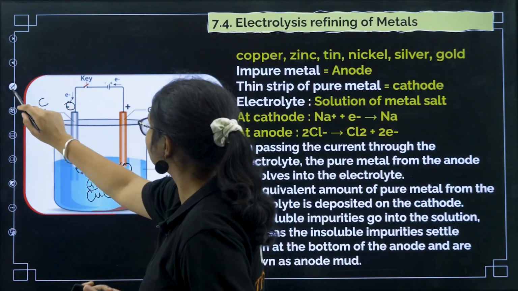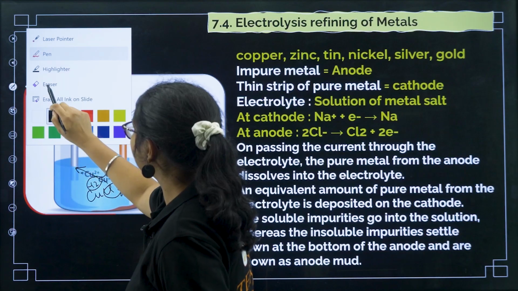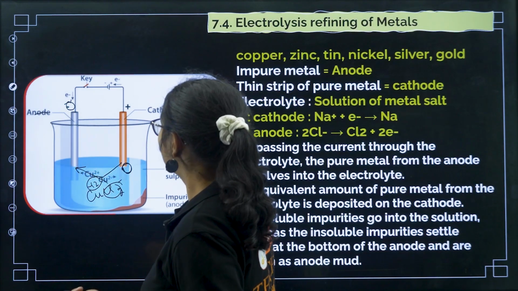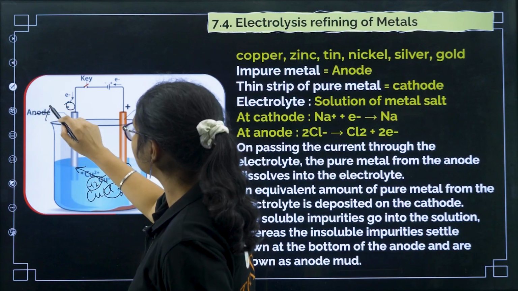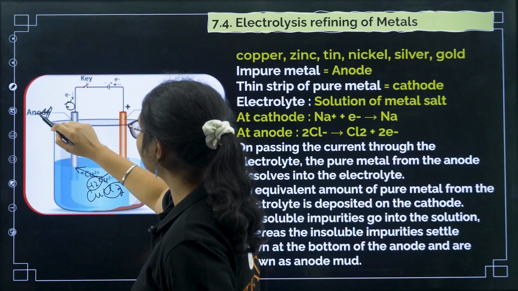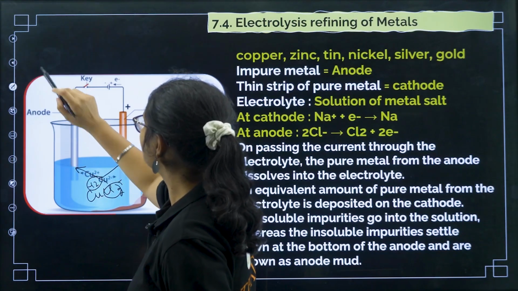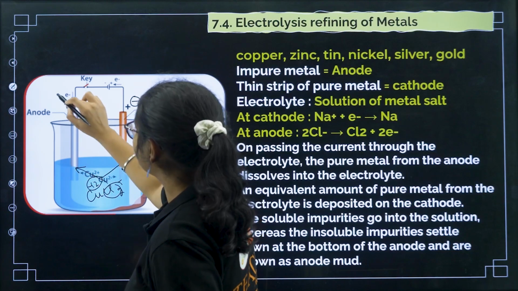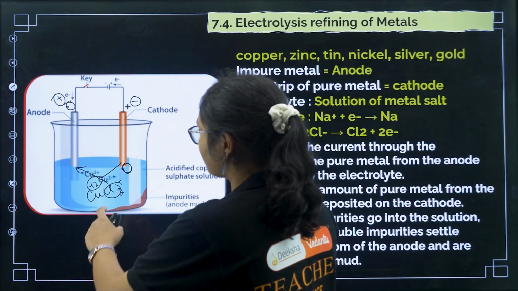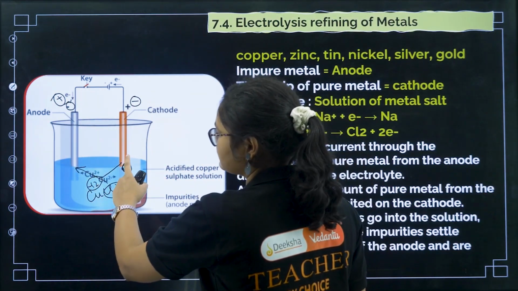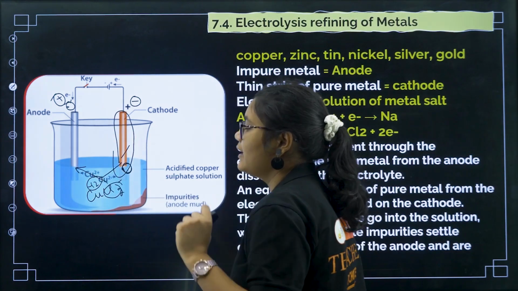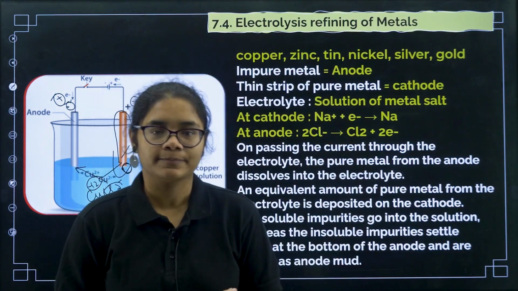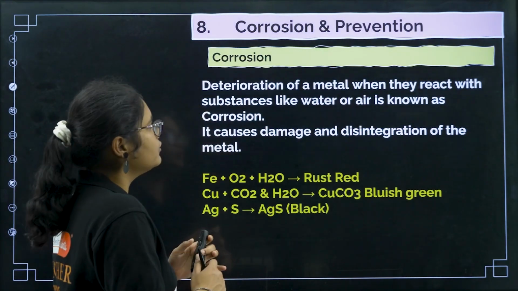The signs are actually given wrong here, otherwise this diagram is correct. I will just change the sign here. So this one will be negative and this one will be positive. Copper 2+ positively charged ions will be attracted towards the negatively charged electrode, and it will get deposited there.